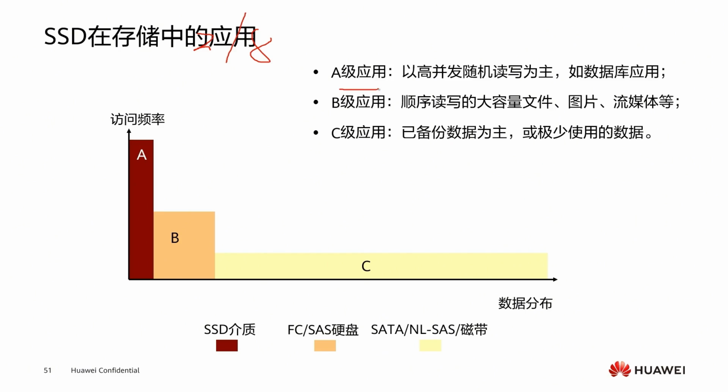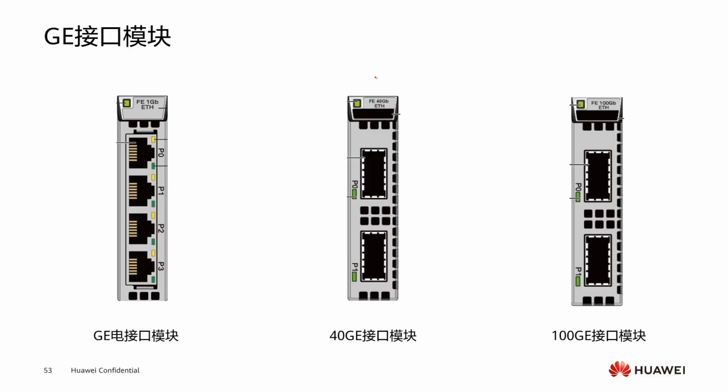The GE electrical interface module provides 4 electrical ports with a transmission rate of 1 Gbit per second, and can be used for dual active materials. The 40 GE interface module provides 2 optical ports with a transmission rate of 40 Gbit, mainly used for the connection of storage devices, and the line connection of the application server. The 100 GE interface module provides 2 optical ports with a transmission rate of 100 Gbit, mainly used for the connection between storage devices and application servers.